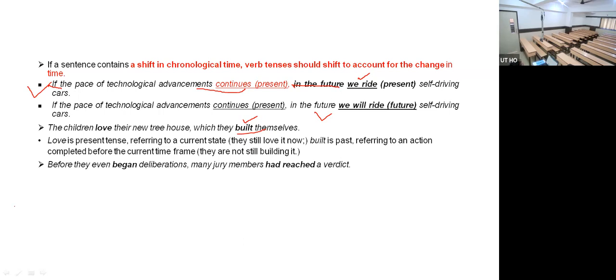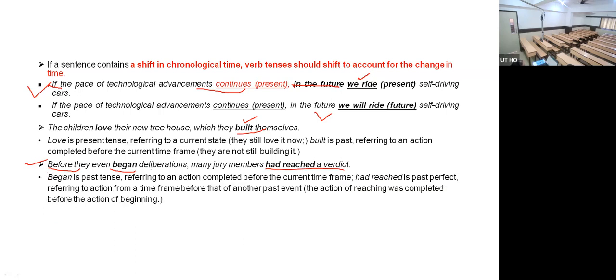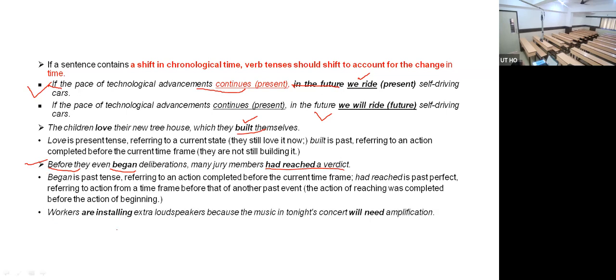Say next one, look at this one. Before they began deliberations, many jury members had reached a verdict. Now they began deliberations and we have before. So there is one action happening before the other. They already had reached a verdict before they began deliberations, right? So here again, we have two time periods coming in.